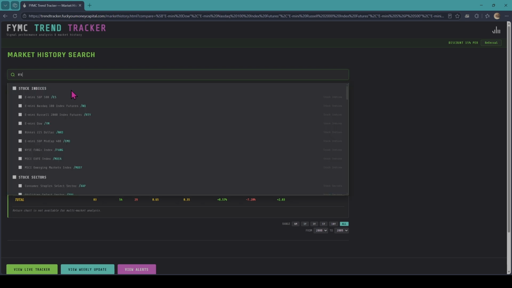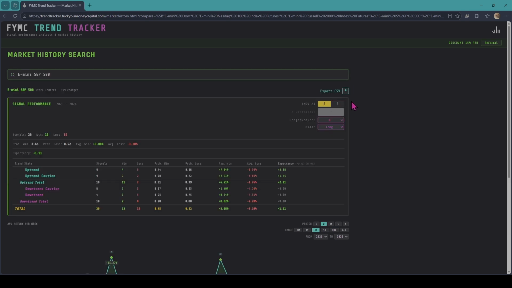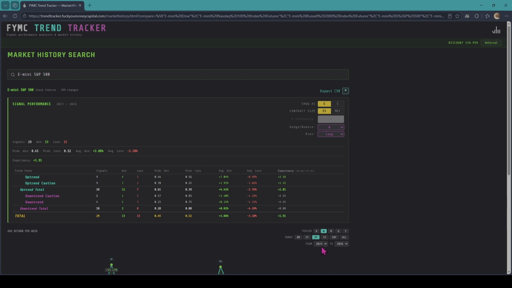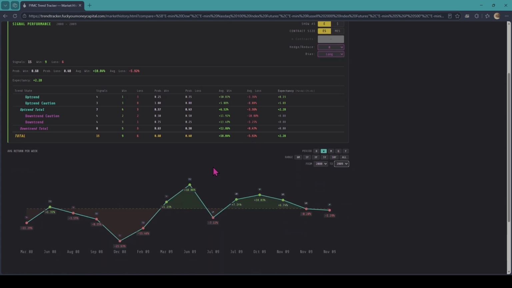We'll just look at the S&P again so you can see exactly what I'm talking about. Okay, so we're going to go back to 2008, 2009. All right, so here's the crash, right?